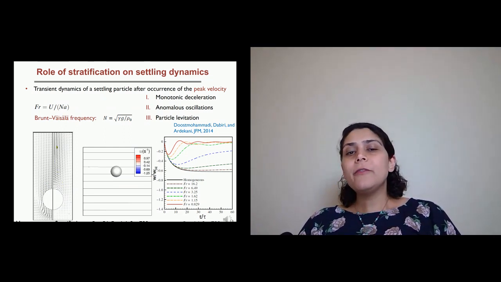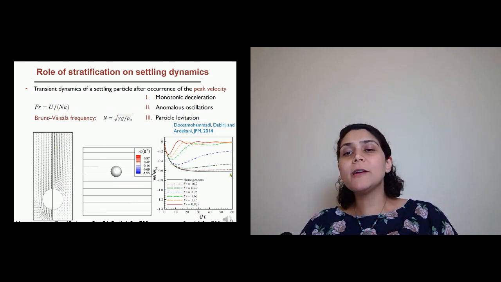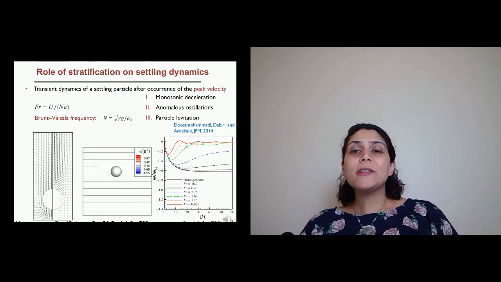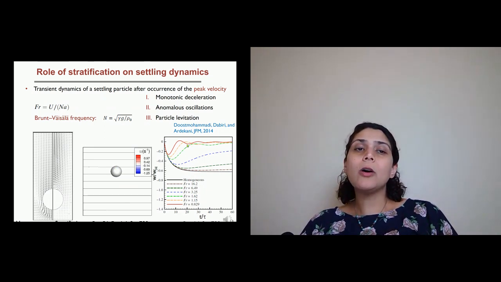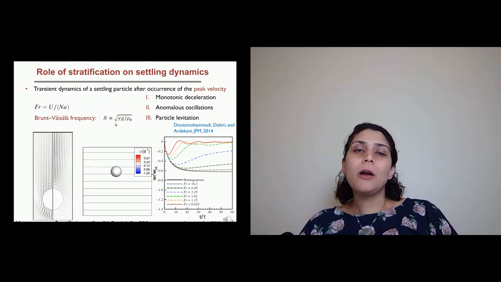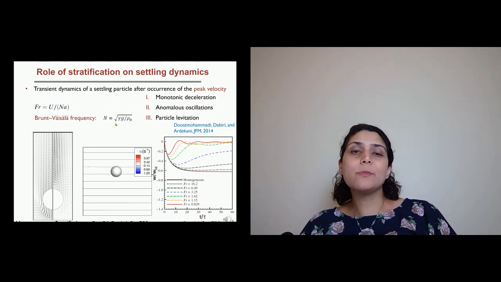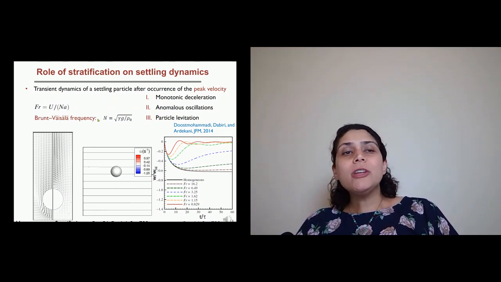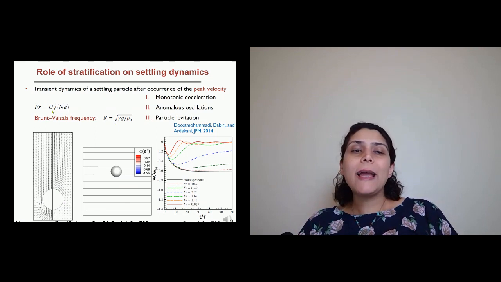If you look at the settling velocity of the particle in a homogeneous fluid, it reaches a terminal velocity, but in a stratified fluid, it reduces significantly, and it can even oscillate. The particle itself could oscillate, and the oscillation corresponds to what is called the Brunt-Väisälä frequency, which is the natural frequency of oscillation of a fluid particle displaced from its neutrally buoyant level. For this larger inertial regime, the Froude number is a relevant parameter to look at, which is the ratio of inertial force to buoyancy force.